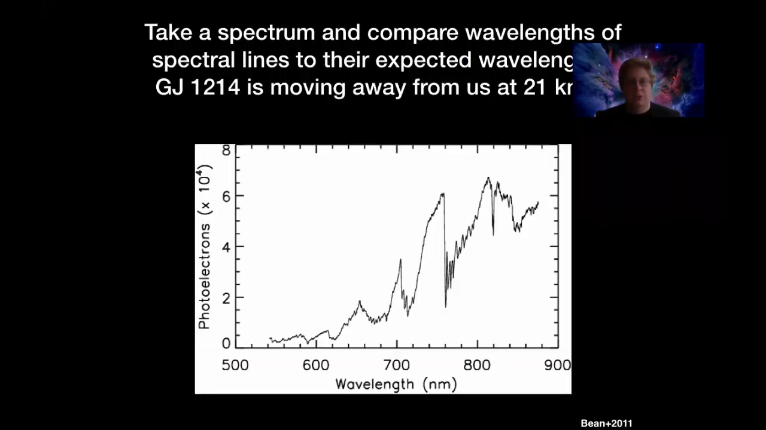So now let's go back to our example star of GJ 1214. If we want to know how GJ 1214 is moving towards us or away from us, all we have to do is take a spectrum and measure the brightness at all different colors. And you can see that there are lines in these spectra. We can measure the positions of these lines and compare them to the positions of the lines that we know should be there from our knowledge of quantum mechanics and from the Schrödinger equation. And when we do this, we find that GJ 1214 is moving away from us at about 21 kilometers per second.